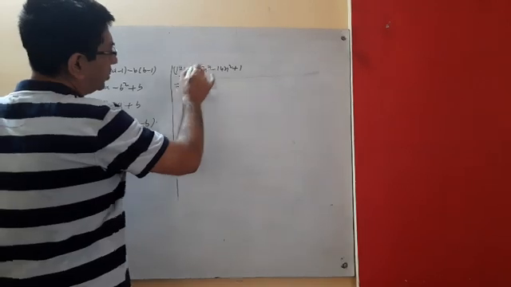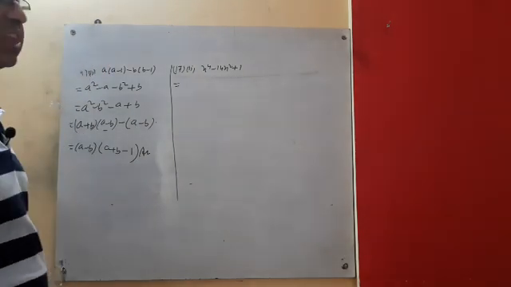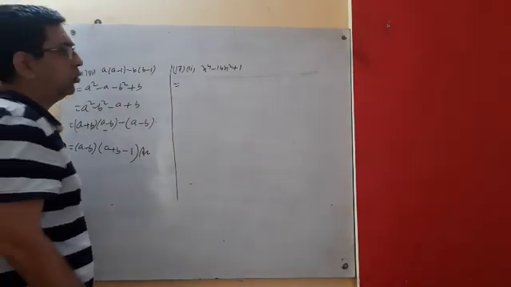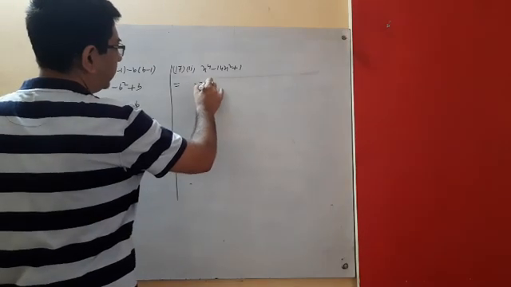Now we go to this one, x to the power 4 minus 14x square plus 1. What will we do? Same thing. This is x square whole square.